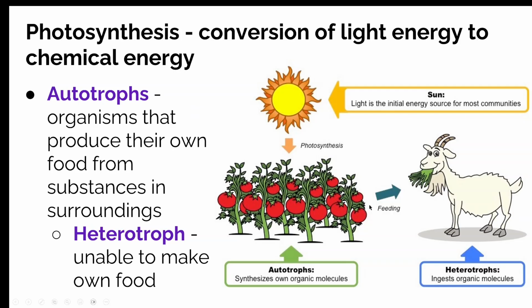The organisms that use photosynthesis are referred to as autotrophs. Troph levels refer to how an organism gets their food. An autotroph is an organism that can produce its own food from substances in its surroundings. So plants are able to get their own food from the sunlight plus the carbon dioxide they bring in. A heterotroph is unable to make its own food and basically needs to consume autotrophs or other heterotrophs in order to survive.